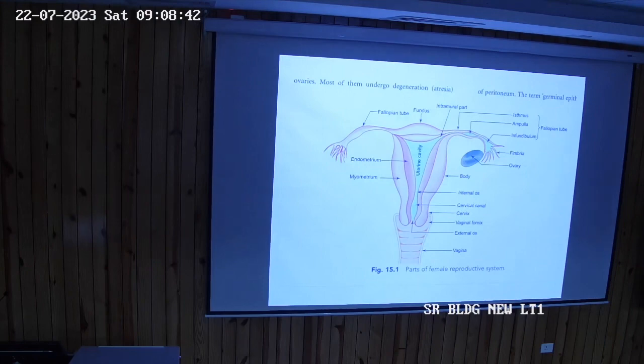This system consists of a pair of ovaries, a pair of uterine tubes, also named fallopian tubes, like this, and the uterus and vagina. All these structures of the female reproductive system, which I just narrated, are present in the pelvic cavity.